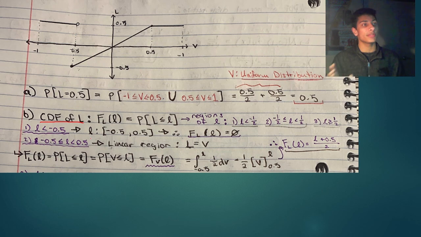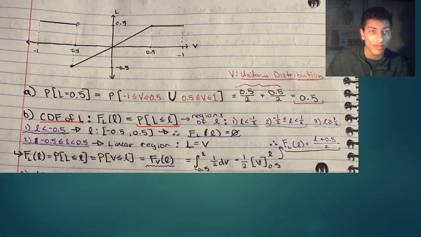So the CDF is going to be our cumulative distribution function, which is capital F_L of little l here. And this is defined as the probability that L, the random variable, is less than or equal to little l, or its value at a point.